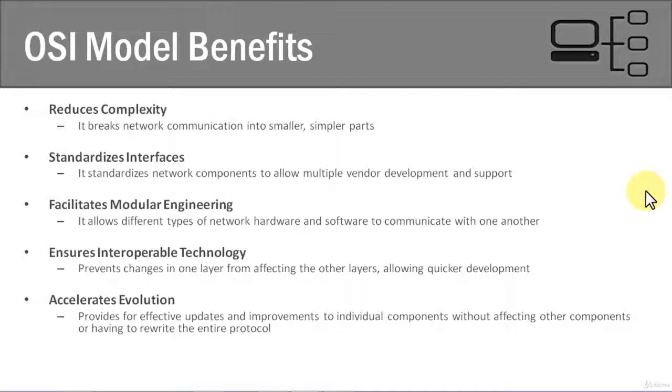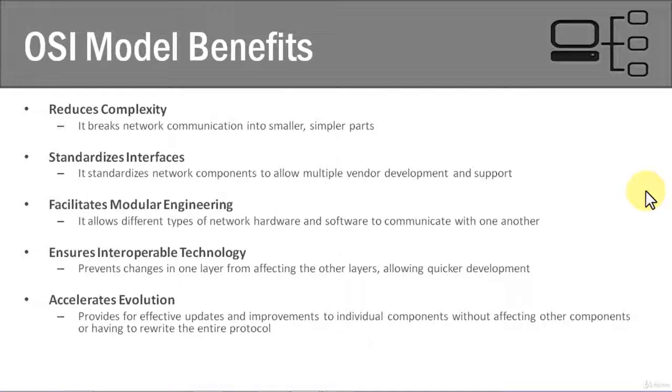So what are the benefits? Well, the first one is that it reduces complexity. If we're breaking down the way that a communication works and how we understand it across the network, then it makes a lot more sense when we break it up into 7 discrete layers versus if we have no layers at all and we're trying to explain it. So when we break up the communications into smaller parts, it's easy for us to understand.